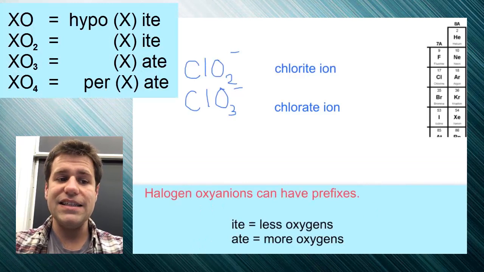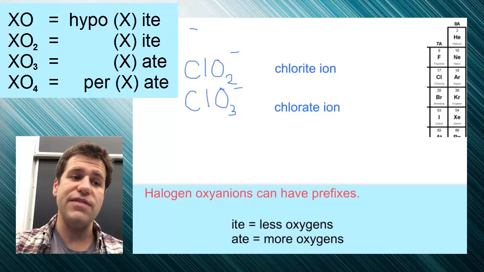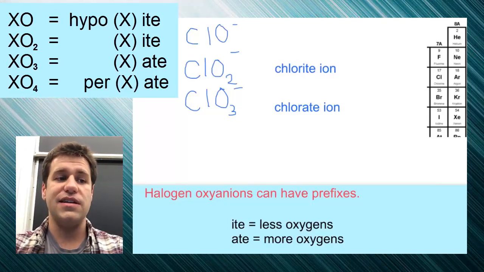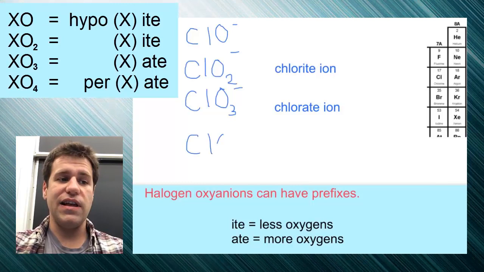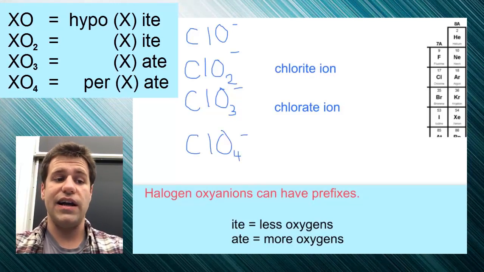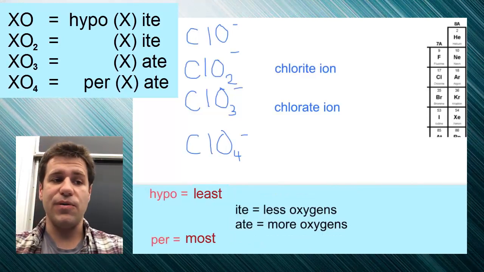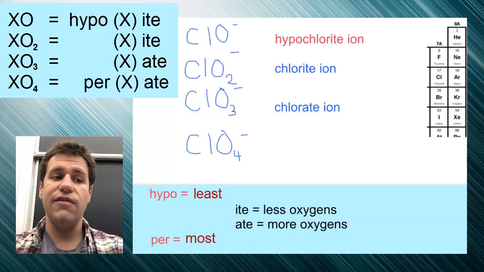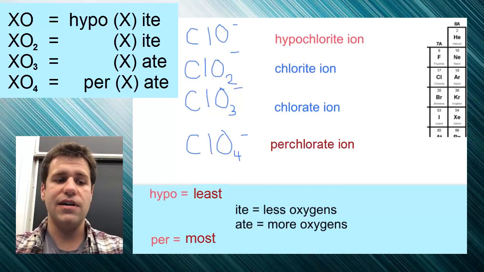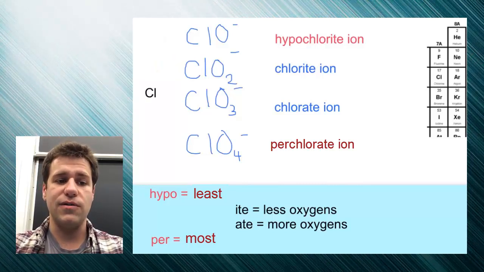But halogen oxyanions tend to have prefixes because you can have even fewer or even more oxygens. They're the only ones that you have to worry about doing this. We have to deal with those. I can have one less oxygen than ClO2-, or I can have one more oxygen than the chlorate ion. So I need something to denote that. I use the prefix hypo to indicate that there are fewer, or per to indicate that there are more. Not like hyper, but just per. So I end up with the hypochlorite ion, the chlorite ion, chlorate, and perchlorate ions.